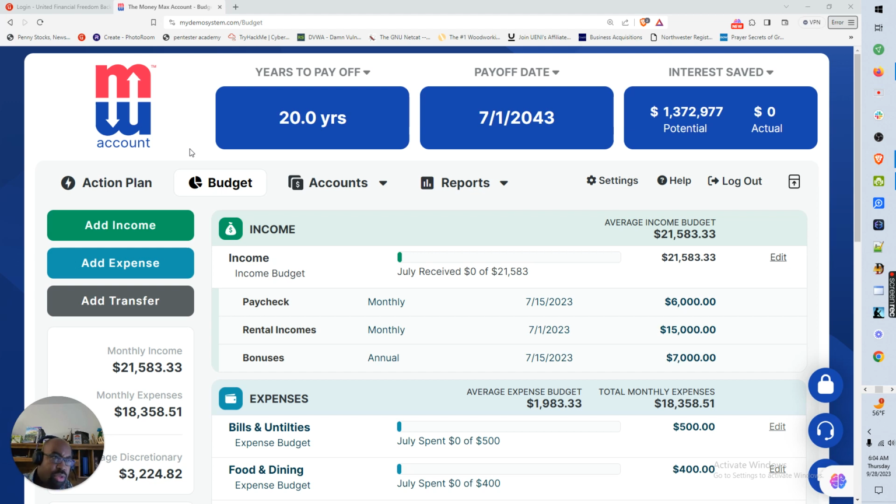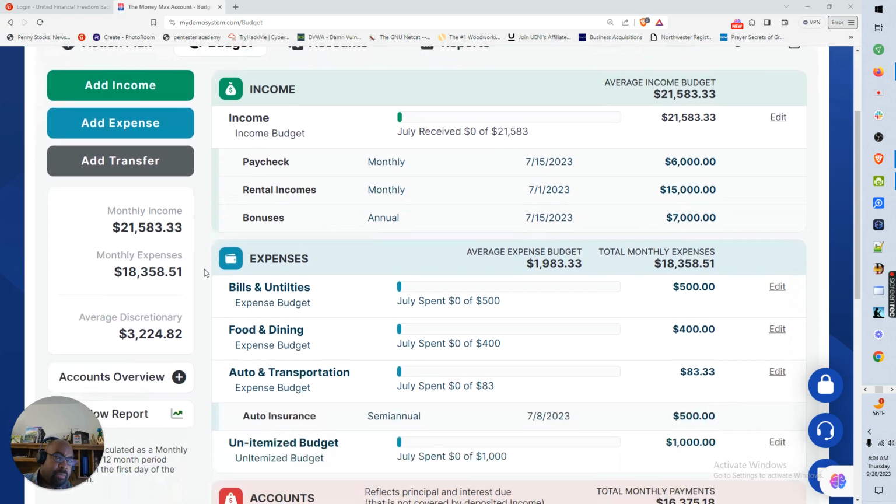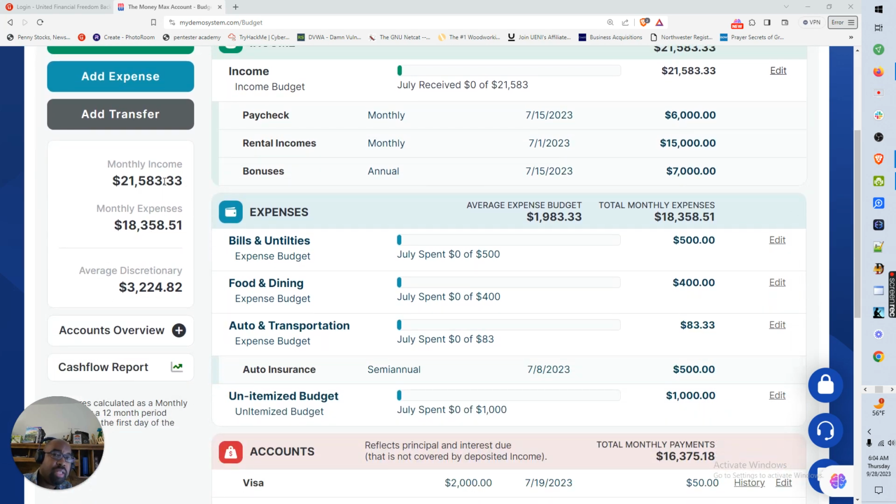They don't have to use automated velocity banking, but look at how much interest they're going to be saving when they do. $1,372,977. Does that make sense? Okay. Their monthly income, most of it comes from the rentals. Do they have to have a job anymore? Do they? It helps, doesn't it? Monthly expenses is 18.